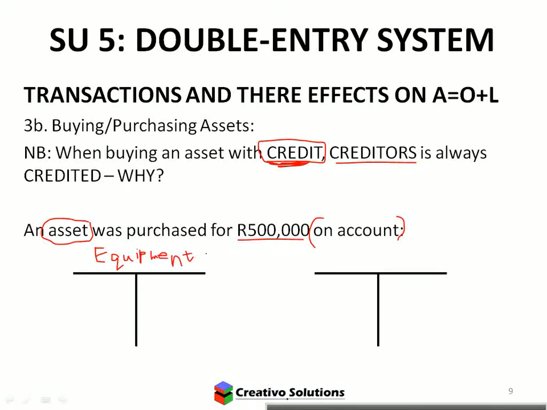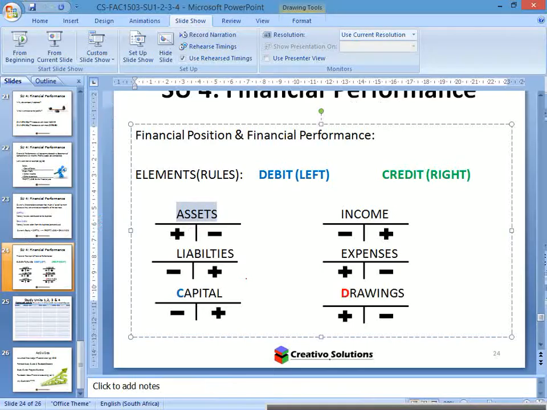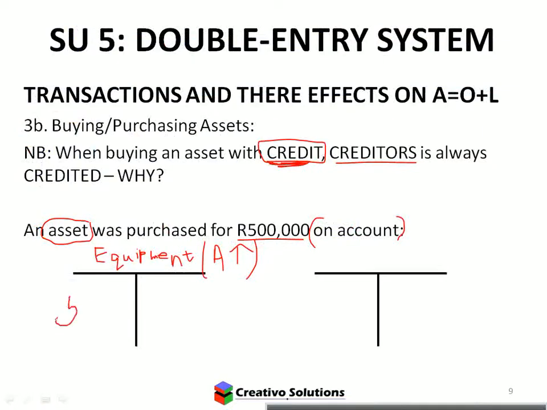Okay, so the equipment is increasing. If equipment is increasing, we need to identify where it increases. Okay, we know it's an asset that was given in the example. Assets increase there, debit side. So again, put the 500,000 on that side. Plus 500,000 if you want to.